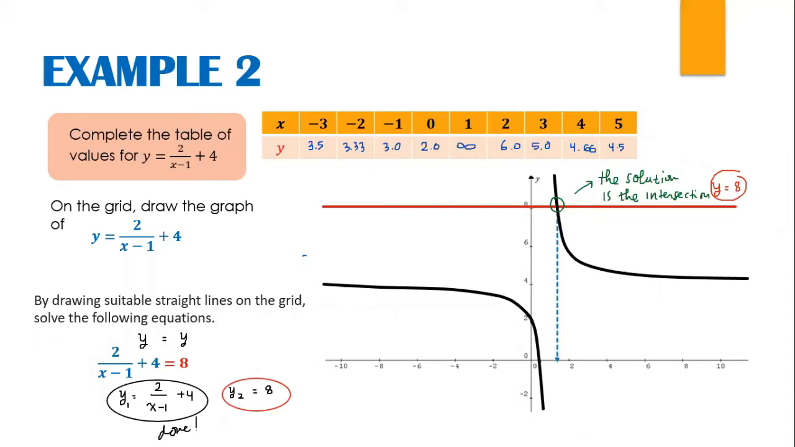Okay, once again. Okay, good. So what's the answer? By drawing suitable straight lines on the grid, solve the following equation. So the answer is x equals, so can you guess this value? Yeah, I think 1/2, right? Okay, good. So x is 1/2.